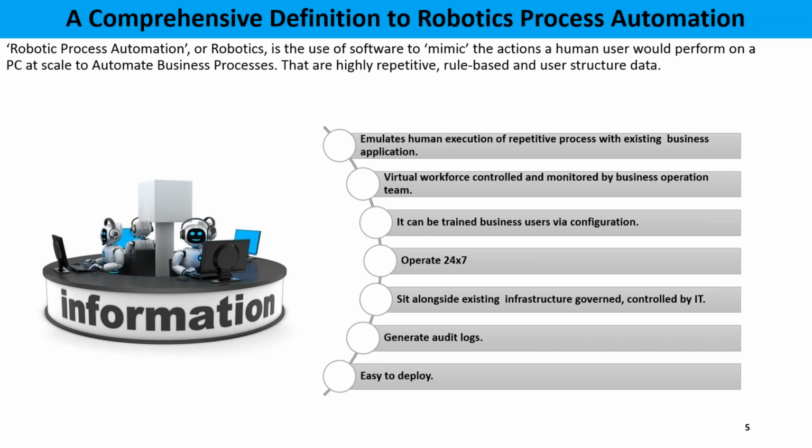They sit alongside existing infrastructure, governed and controlled by the IT team. There is no need to set up any extra things for it. Where the people and the SMEs are sitting, you can deploy your robots beside the agents, so that everything can work in parallel. There is no very big or very costly infrastructure needed. Those kinds of things are not required.